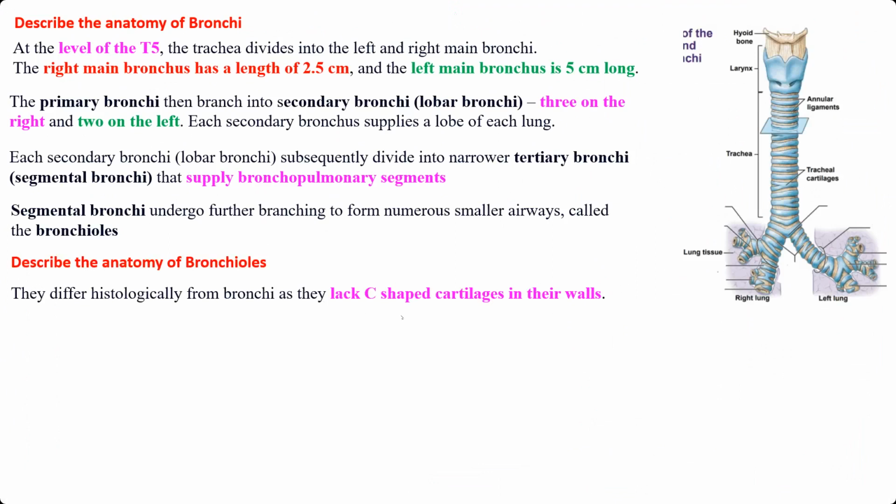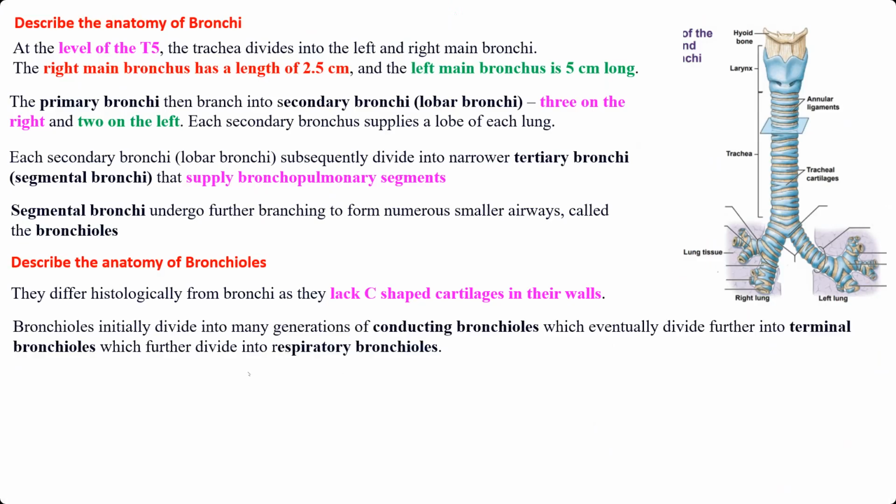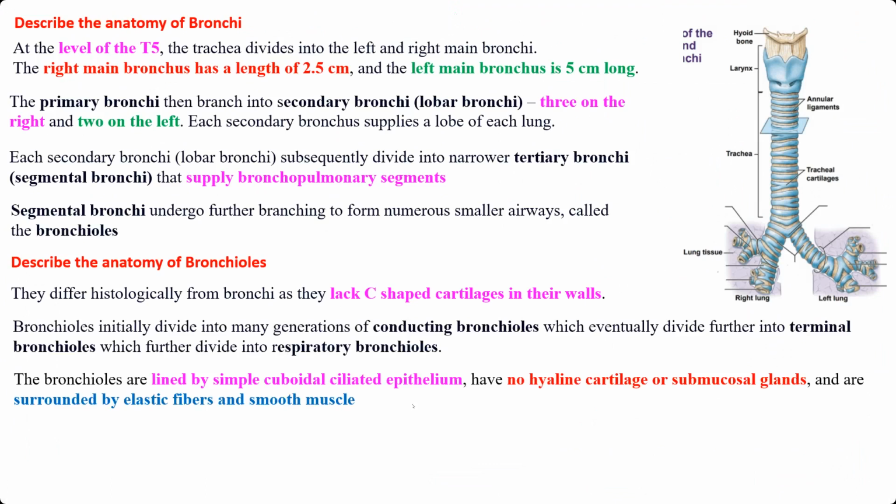They don't have cartilage and are made up more of smooth muscle. So if a bronchospasm has to happen, where should it happen? It should happen only at the bronchiole level, because in all other areas you have the cartilage. Bronchioles initially divide into many generations of conducting bronchioles, which further divide into terminal bronchioles and respiratory bronchioles, which I showed you in the very first picture.